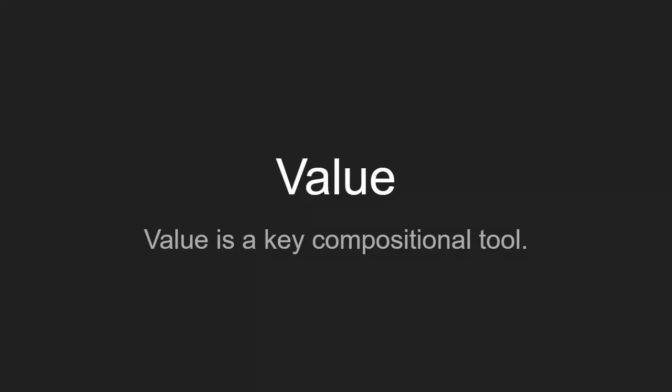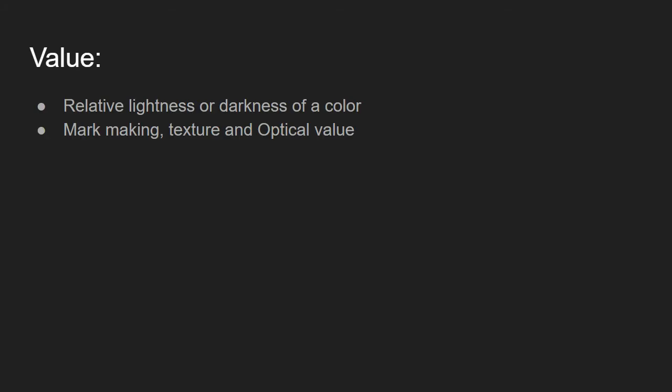This week, we will be learning about value. Value is a key compositional tool in art. You can use it for many different things, such as to set the mood of your art piece, to kind of show what time of the day it is, or to give it a lot more interest to make people stop and stare at it.